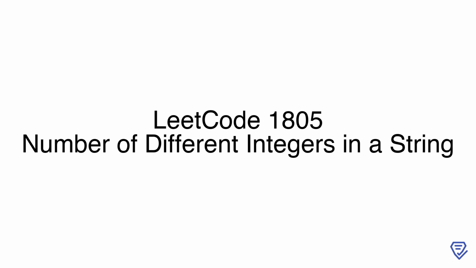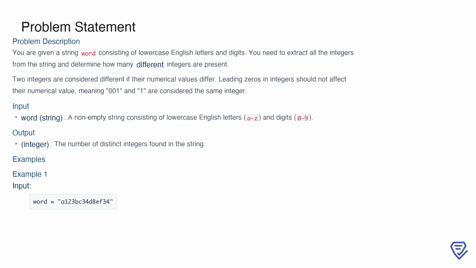Let's dive in. In this problem, you are given a string called word, which contains a mix of lowercase English letters and digits. Your task is to extract all the integers from this string and determine how many unique integers are present when considering their numerical values. It's important to remember that leading zeros in integers should be ignored, so for example, the strings "01" and "1" both represent the same number.